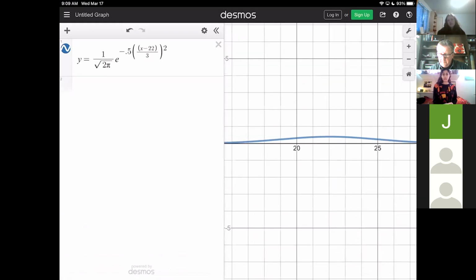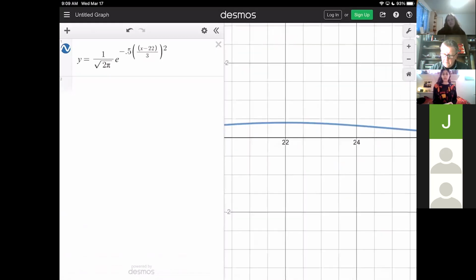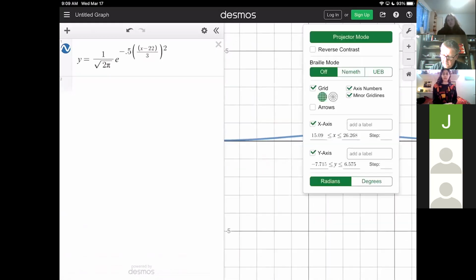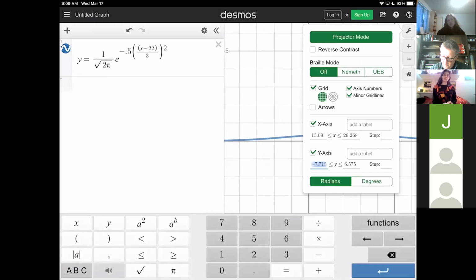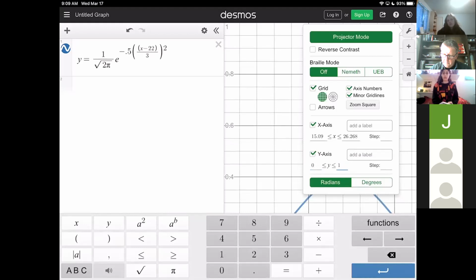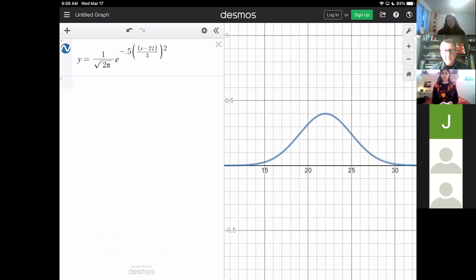Notice, hey, look, bell-shaped curve. Now, what I'm going to do is just change the size of the window a little bit to make it look a little nicer. So I'm going to say, let's have the y value be from 0 to 1. Bam, right there at 22. Notice that looks like a bell-shaped curve.